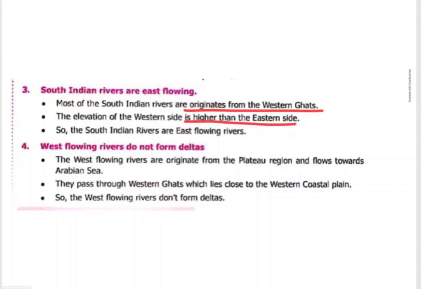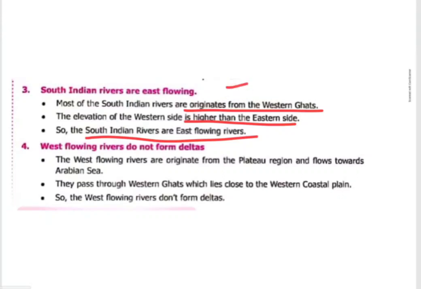So the rivers originating from the Western Ghats all flow towards the eastern part of the country. The South Indian rivers are east flowing rivers because the land slopes gently towards the east. Which one slopes? The Peninsular Plateau. So the rivers originating from the western side of the Western Ghats flow towards the Bay of Bengal and finally mix with it.